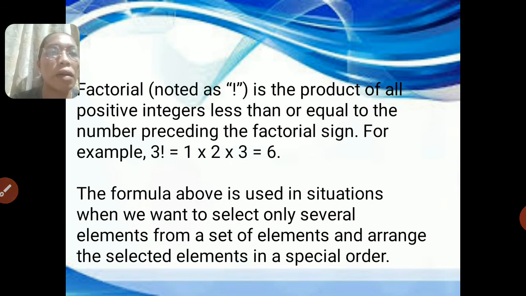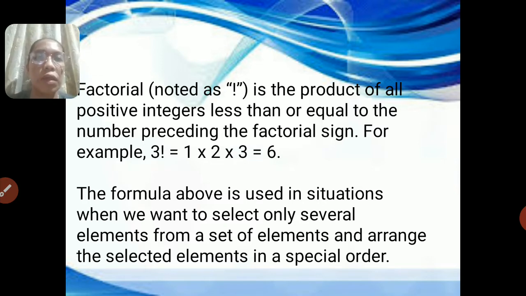Factorial is the product of all positive integers less than or equal to the number preceding the factorial sign. For example, 3 factorial equals 1 times 2 times 3 equals 6. To simplify, that is 3 times 2 times 1 equals 6. The formula above is used in situations when we want to select only several elements from a set of elements and arrange the selected elements in a specific order.